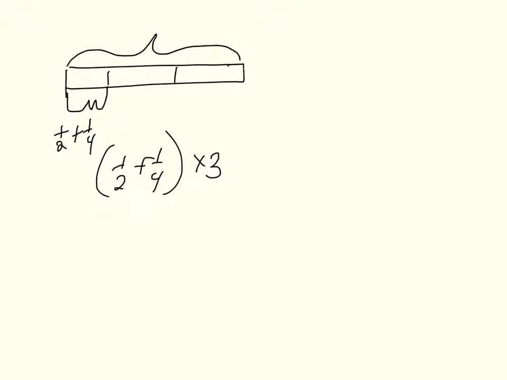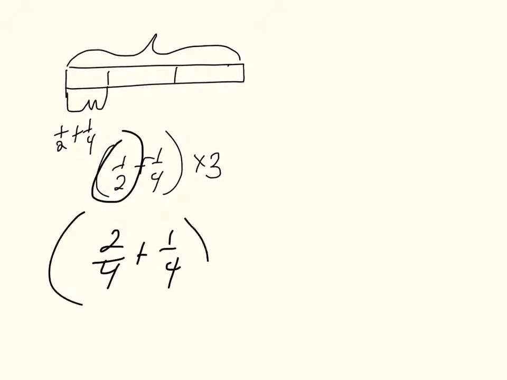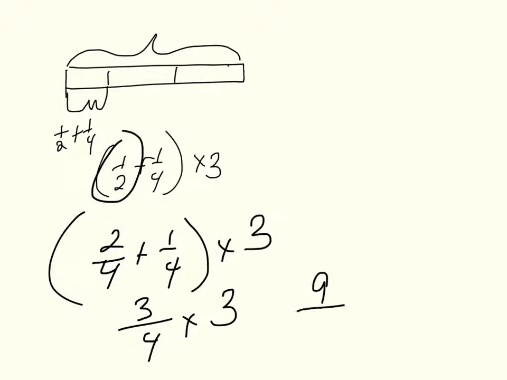Before you add them up, you have to find a common multiple. So you're going to take this one and you're going to make that 2/4 plus 1/4. And that's going to be 3/4 times 3. That's going to be 9/4. And that's going to be equal to 2 1/4.